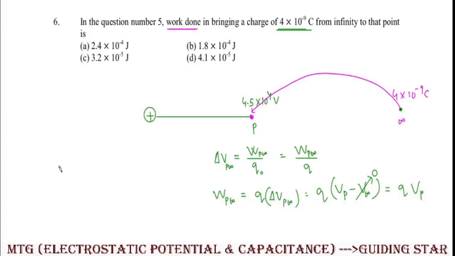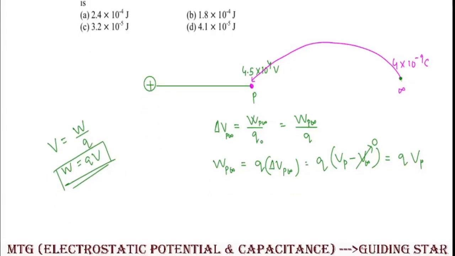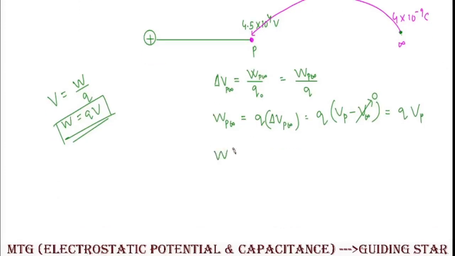So directly we can use the concept of potential here. We define potential V equals W upon Q. So the work done to move or place a charge in a given potential region will be simply Q into V. Here, the work done to place a given charge in a given potential region will be simply Q into V. So Q is given, 4 into 10 to the power minus 9. We do not need the source charge. And the potential at the location, we just got 4.5 into 10 to the power 4.